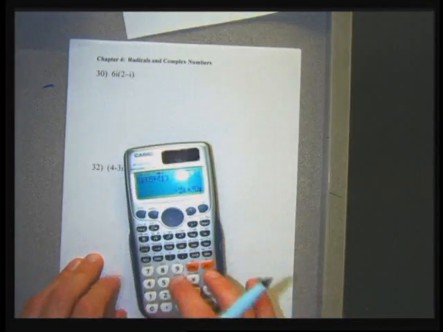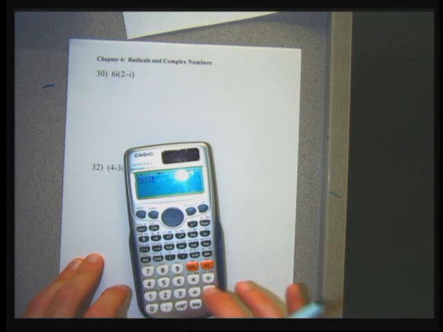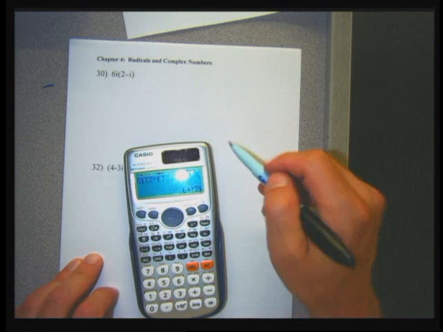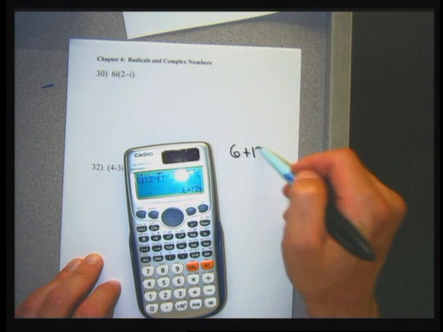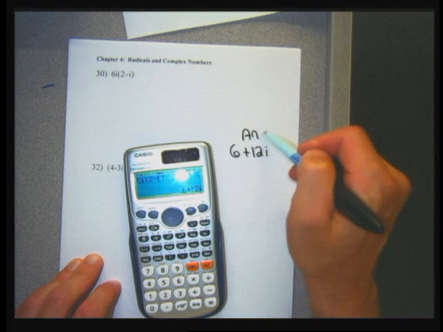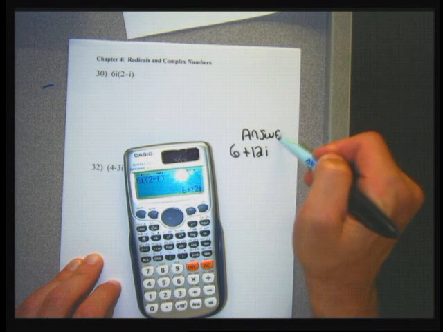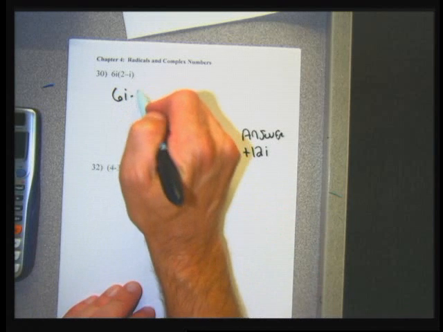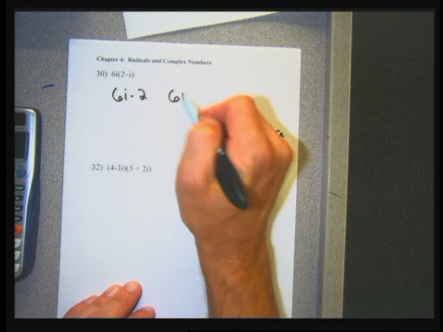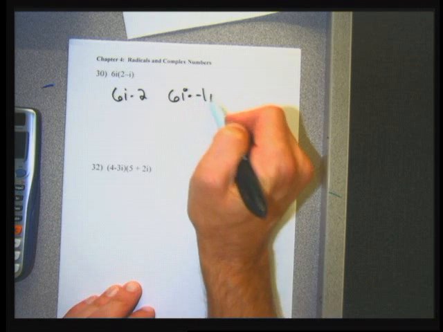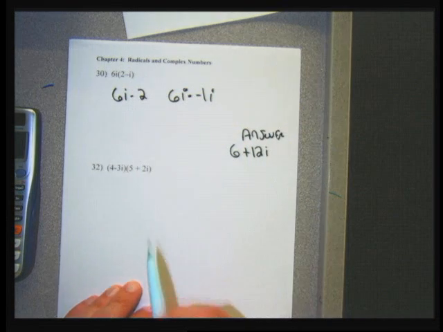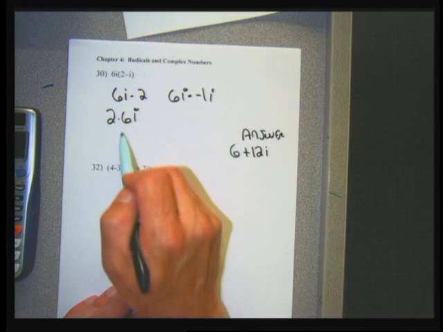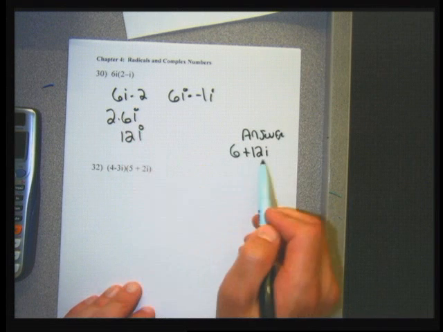30 is 6i times 2 minus i, and you get 6 plus 12i for an answer. By hand, I go 6i times 2 and 6i times, I'll say negative 1i because that i has an implied 1 in front of it. The first one, you just multiply the 2 and the 6 and you leave the i. That's the 12i part of the answer.